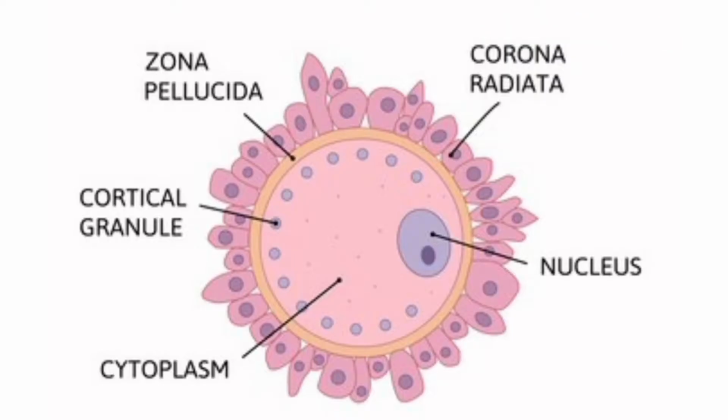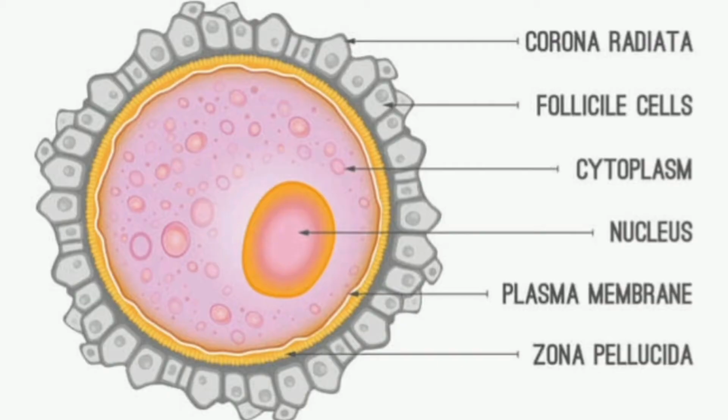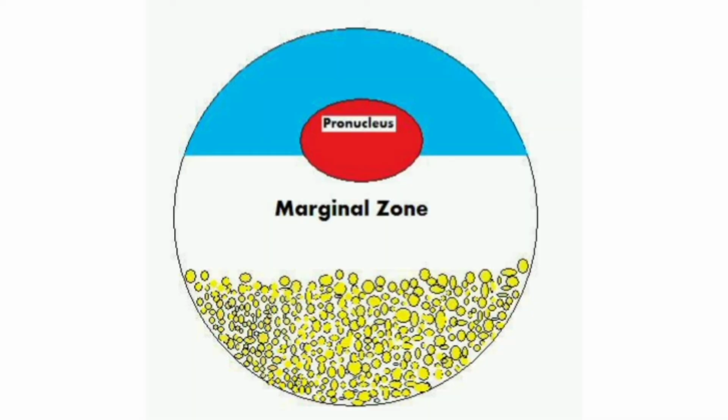The nucleus in the ovum is large. It is also known as germinal vesicle. The nucleus is generally in metaphase 2 stage prior to fertilization. The typical nucleus or pronucleus appears after the entry of the sperm.